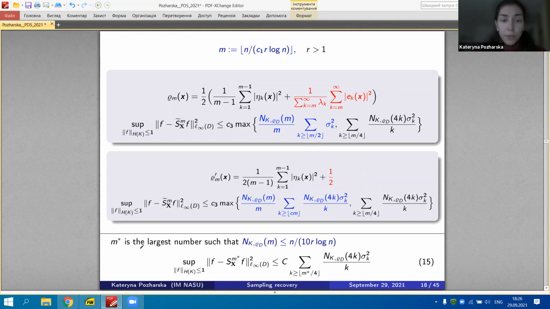And one can also use a non-weighted least squares algorithm, that is, without introducing this weight function or m. But here we need to compare not m and n, but this Christoffel function with the number of samples. And we get the following result.